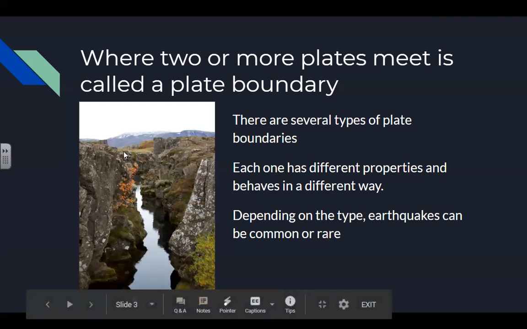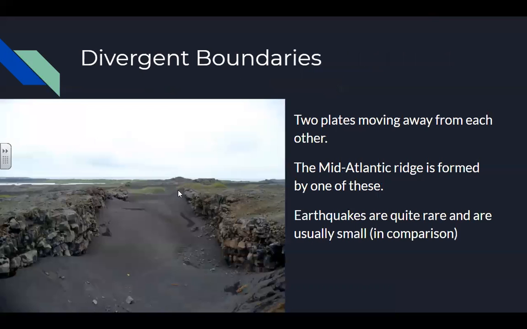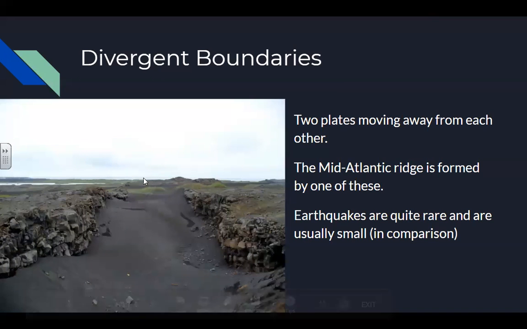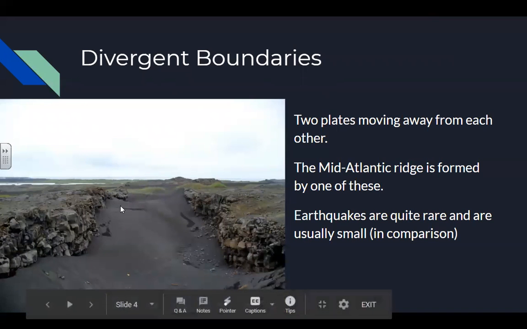All right, so we have a plate boundary here. And this plate boundary specifically is a divergent plate boundary. This again is actually the same plate boundary, just at a different place in Iceland. And here we have the two plates and they're pulling away from each other. So we have a plate on the right side, and we have a plate on the left side. And they used to be friends, but they're not friends anymore.